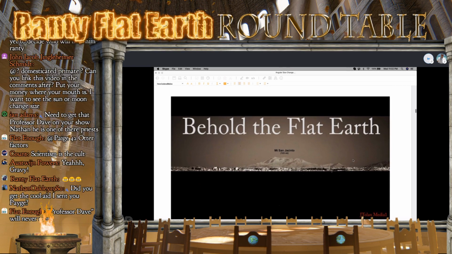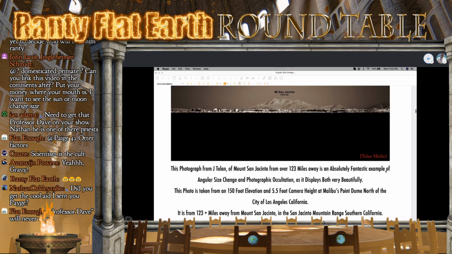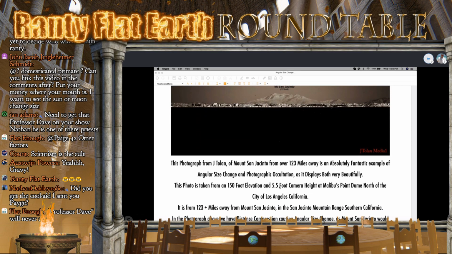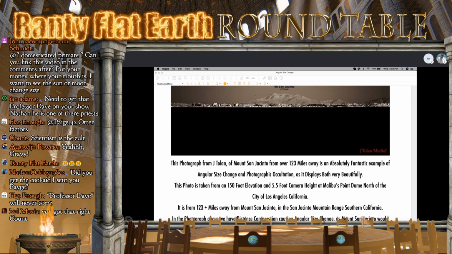Now, onto Mount San Jacinto, right? This is a great example of occultation and angular size change, okay? This photograph from J. Tolan of Mount San Jacinto from over 123 miles away is an absolutely fantastic example of angular size change and photographic occultation, as it displays both very beautifully.